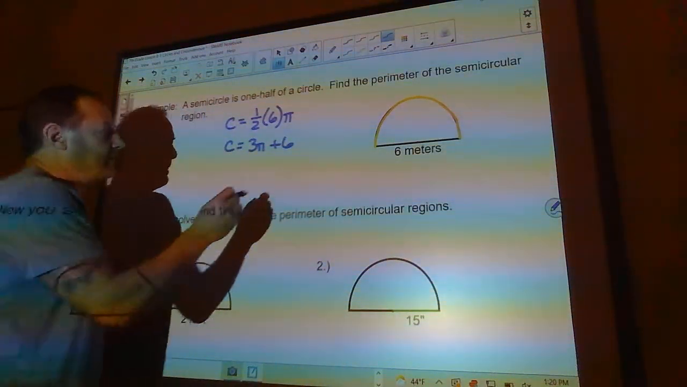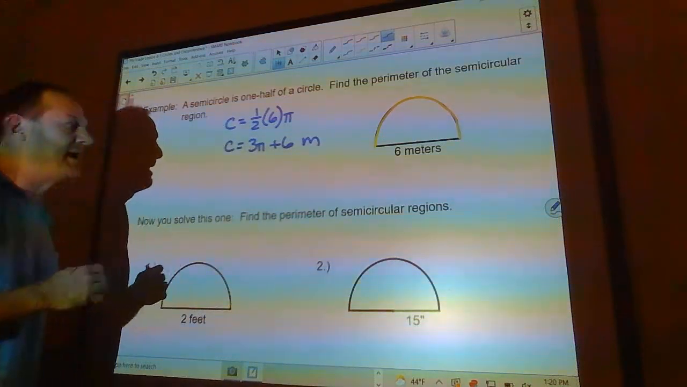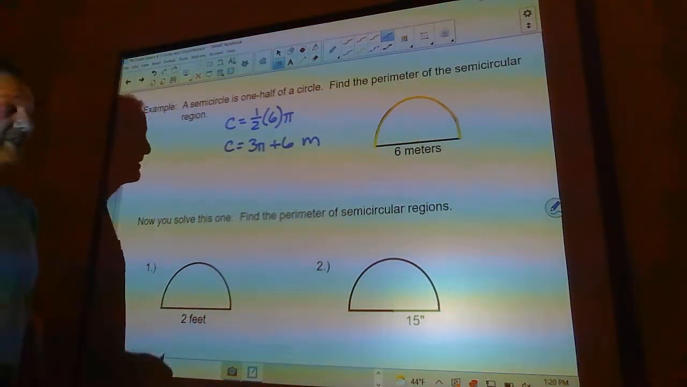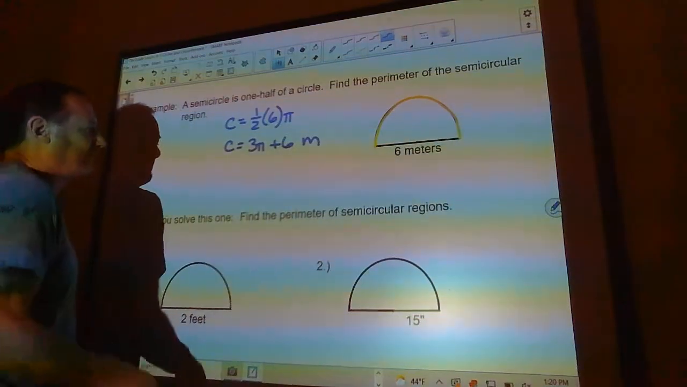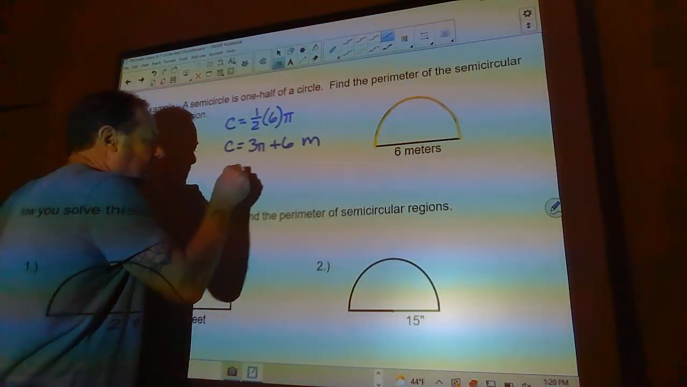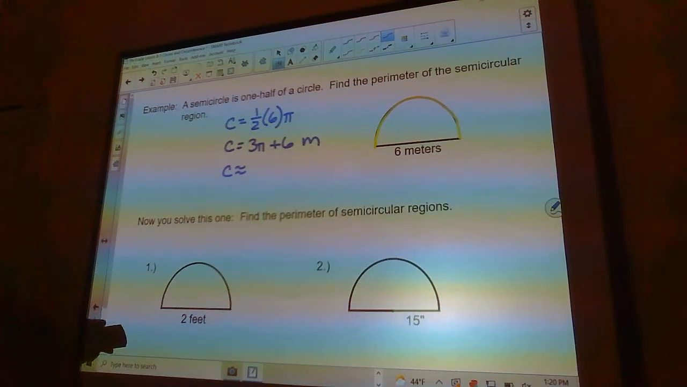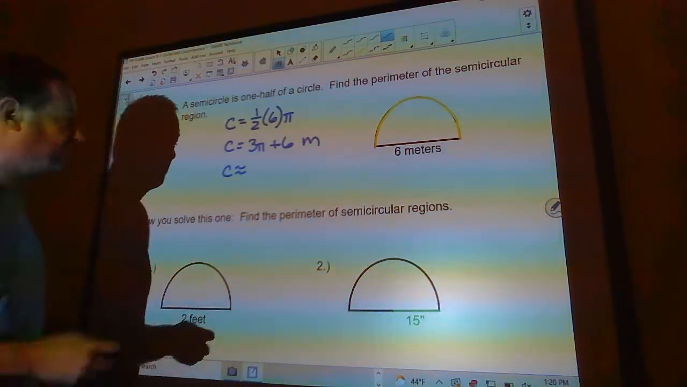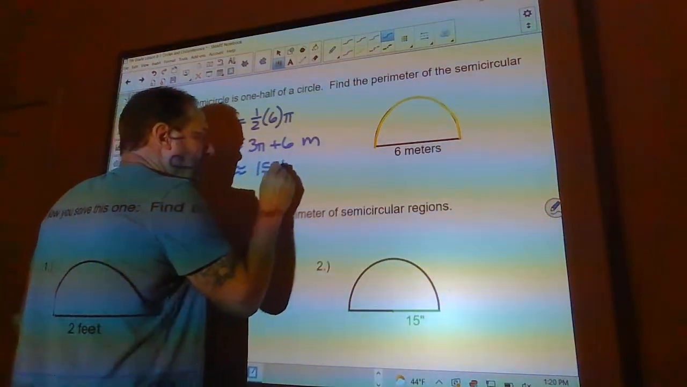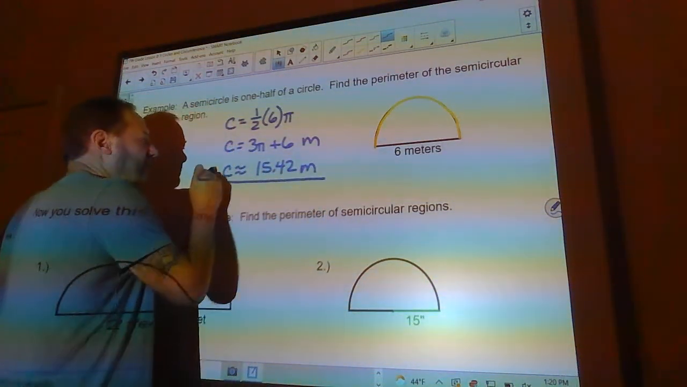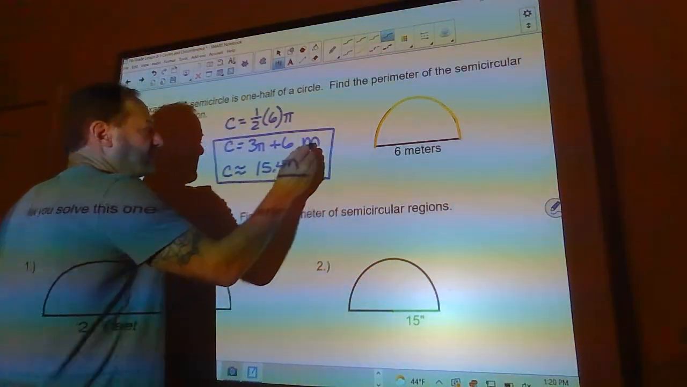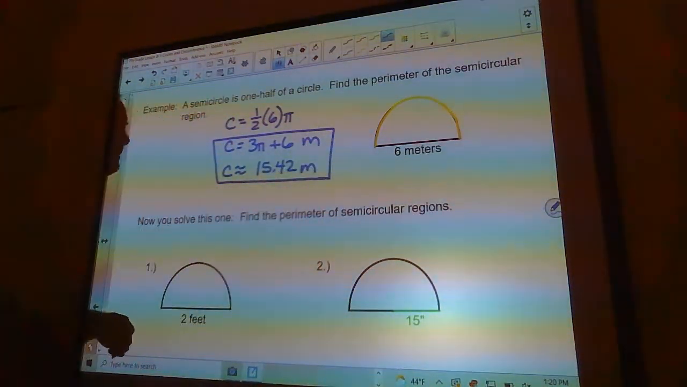Okay, so this is in meters, and that's my exact answer right there. 3 pi plus 6 meters. I can't give a more exact answer than that. Now, that's not necessarily a useful answer. Okay, so usually I want a number, so I'm going to go ahead and go 3 times 3.14 plus 6 on my calculator, and I'm going to get about 15.42 meters. Okay, so there's my answers. This is exact. This is approximate. This is probably the more useful one.